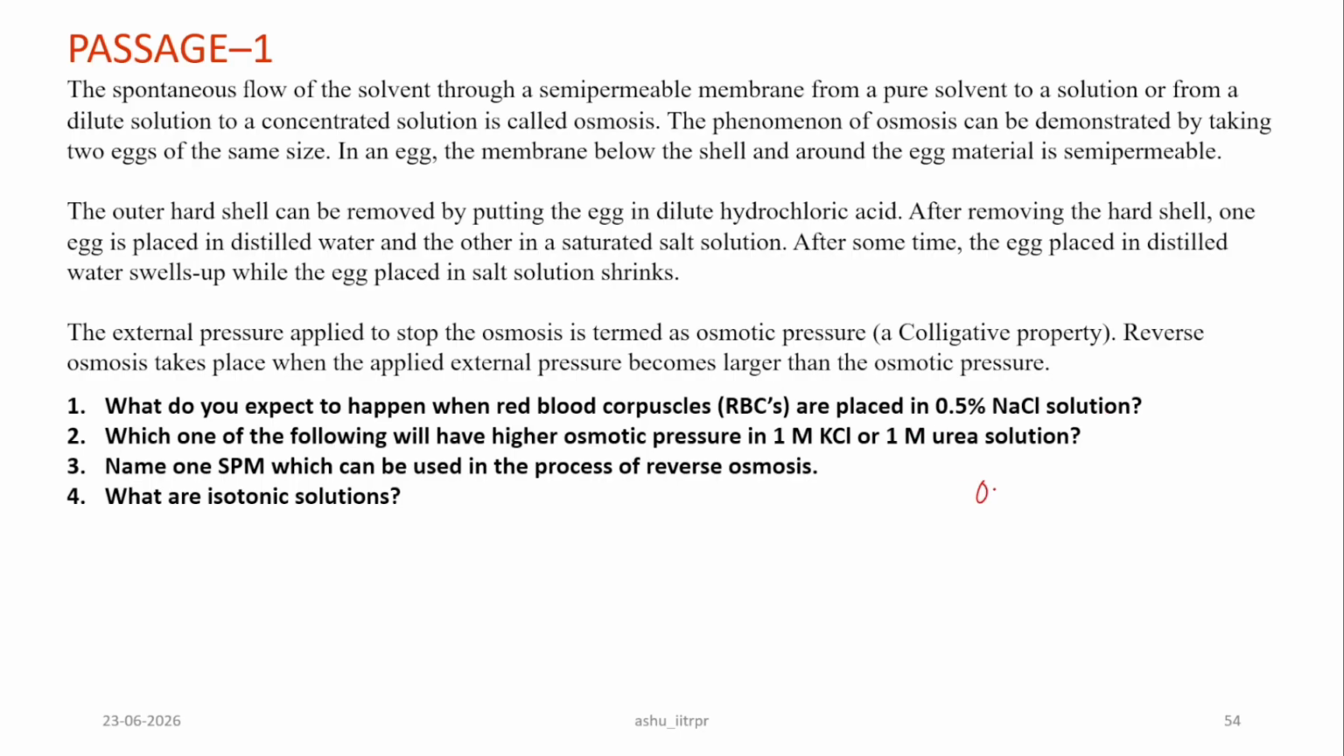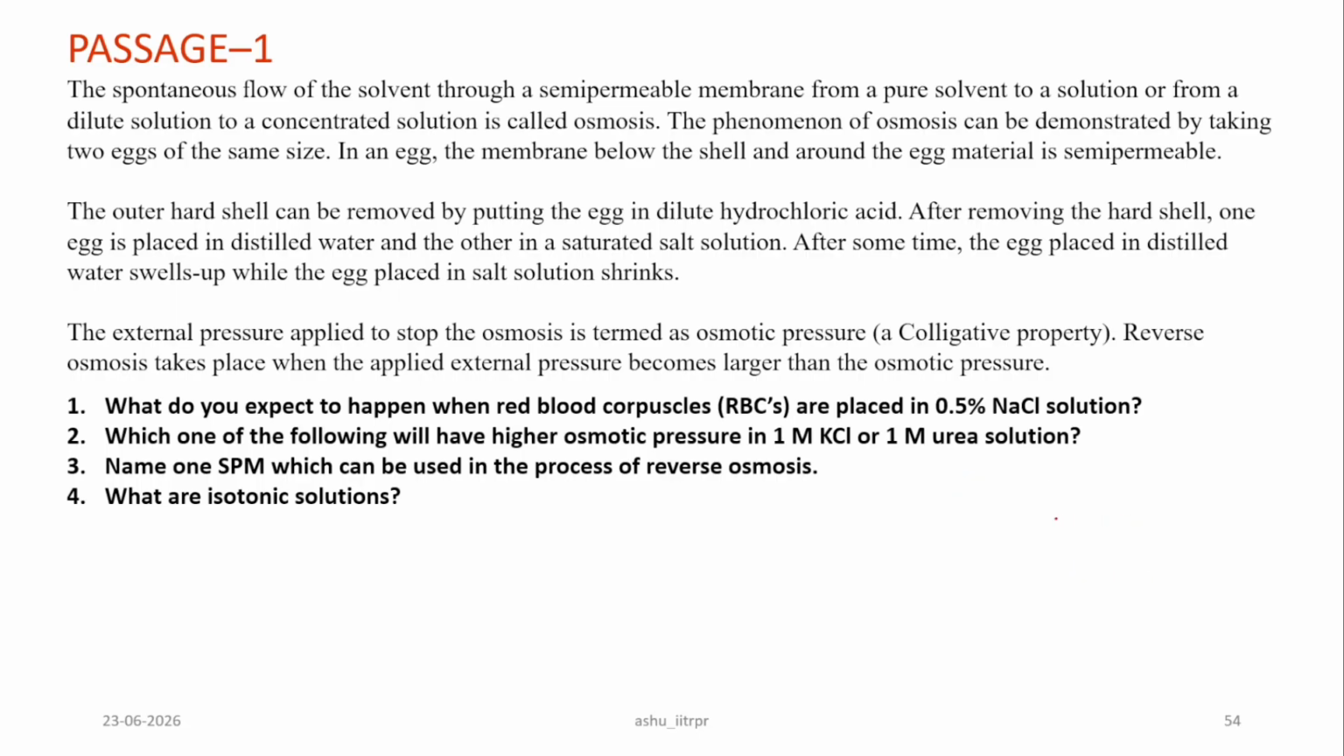We know that the concentration of these RBCs is 0.9%. So when they are placed in 0.5% NaCl solution, that means the surrounding has less concentration. Inside the cell, the concentration is high. So what will happen? The solvent is very dilute outside, so it will start entering the cell. So ultimately what will happen? The cell will swell and it will burst.